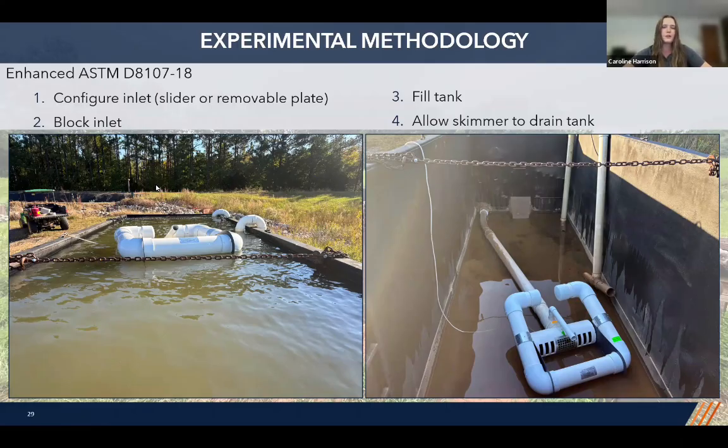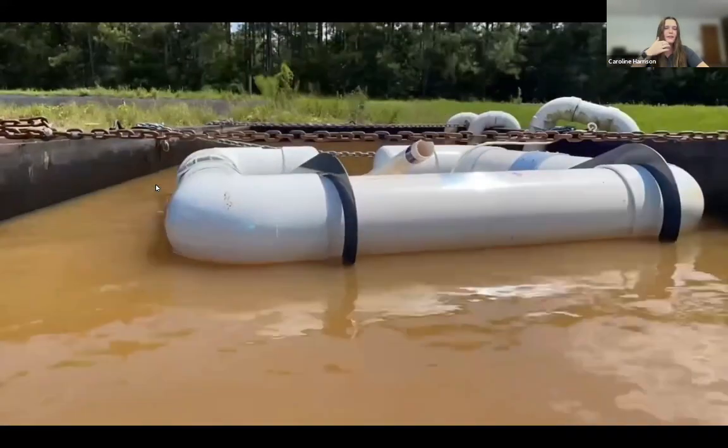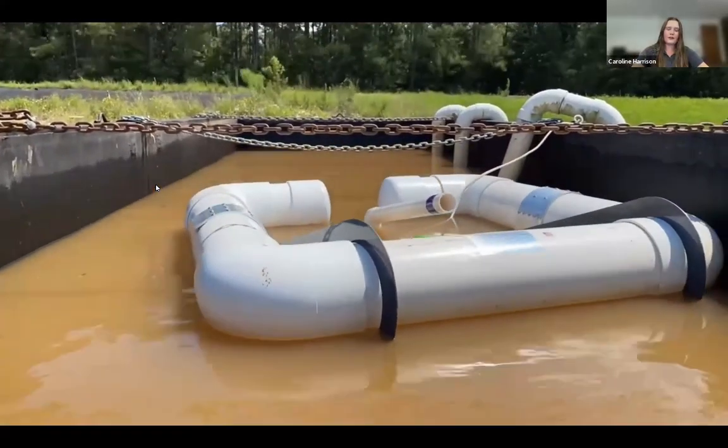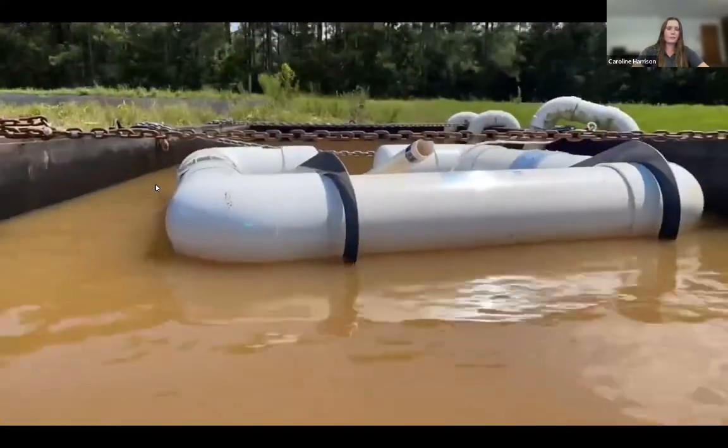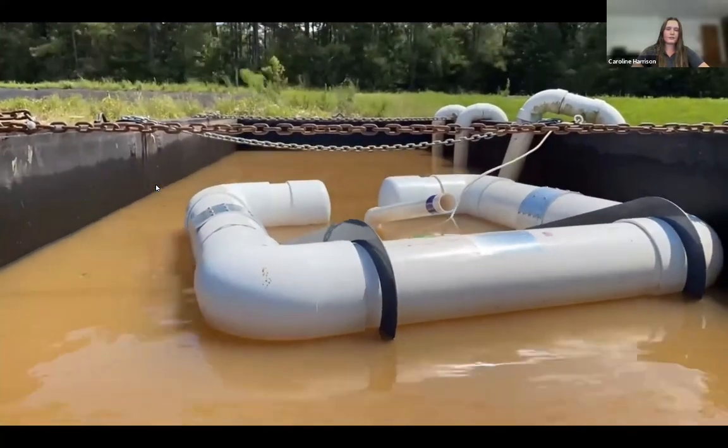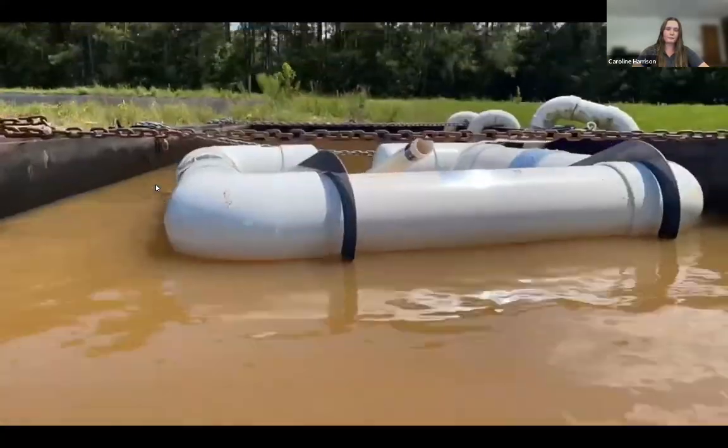So each of our configurations were tested in triplicate to assess repeatability and also address any measurement of uncertainty. So a total of 87 tests were completed for both the sediment basin skimmers and the post-construction skimmers. So 174 tests in total were evaluated across all of our skimmers that we tested. And here's a quick little video of the start of a test. This is the 8-inch sediment basin skimmer, as it's starting to drain the tank here.